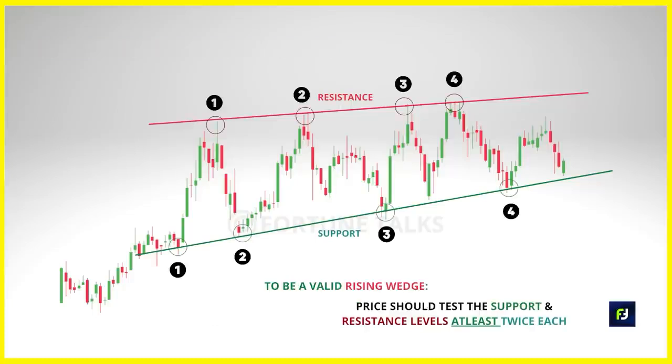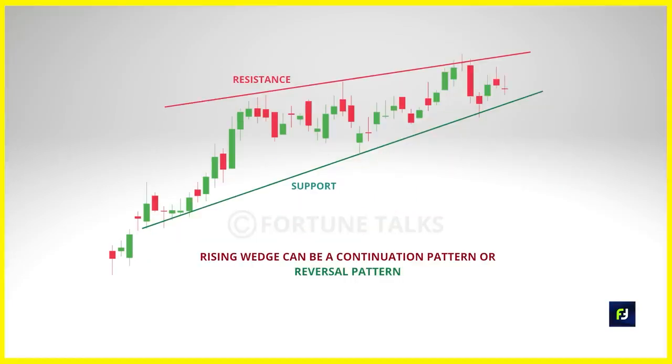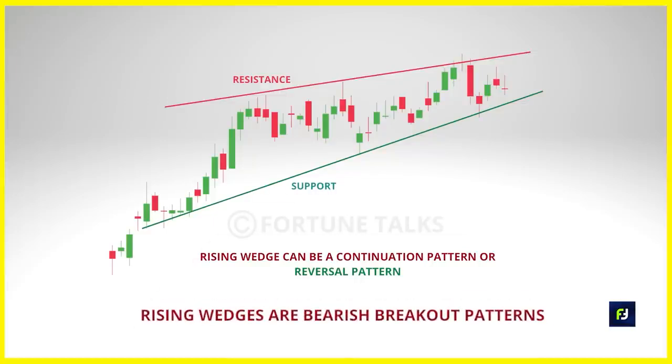Moreover, to identify it as a rising wedge, the price should test the upward sloping support and resistance lines at least twice each. Now, a shocking fact about the rising wedge pattern is that it can be both a reversal or a continuation pattern. It depends on its position in the price chart. But the more important information is that regardless of the pattern being a reversal or continuation in nature, rising wedges are bearish. This is what we will focus on.